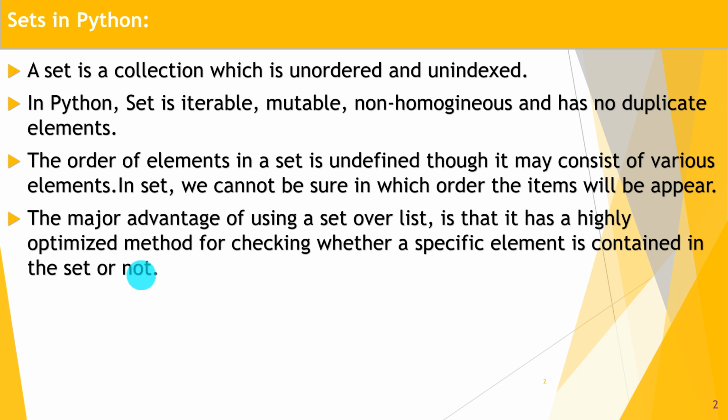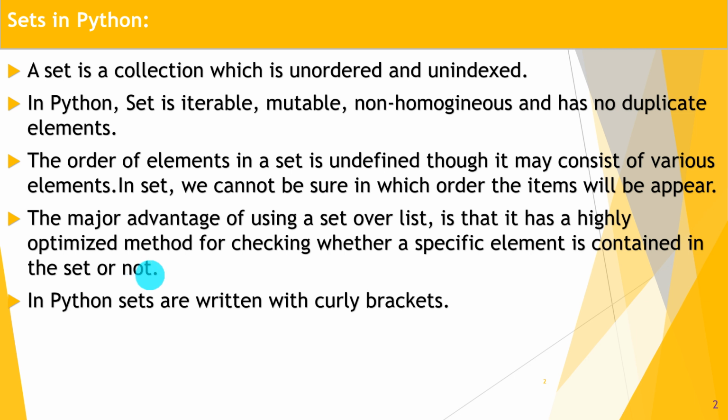Okay, great. So next, in Python, sets are written with curly brackets. Just revise: for a tuple, what is used? Parentheses. For the list, what is used? Square brackets, that is called the subscript operator. Great guys. So a set is initialized using curly brackets and you can write the elements. Elements may be non-homogeneous. Great. But duplicate elements are not allowed in the set.